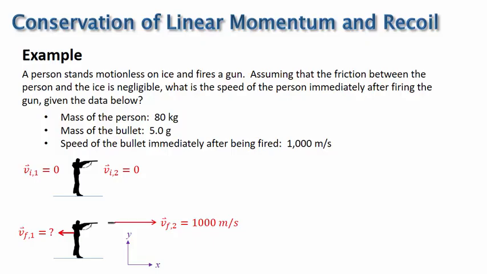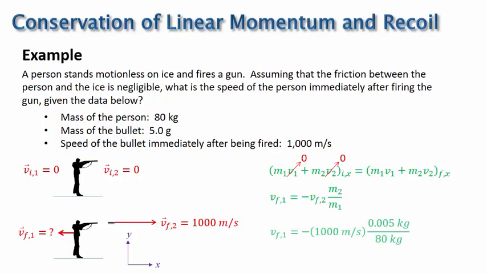Because all of the motion in this problem is in the x direction, we just need to use the equation in the x direction. The initial velocities are 0, so we can zero those out. And then we can solve this for the final velocity of the person, which is object 1, and then plugging in values, remembering to convert grams to kilograms to make the units consistent, we find that the final velocity of the person is negative 0.063 meters per second.